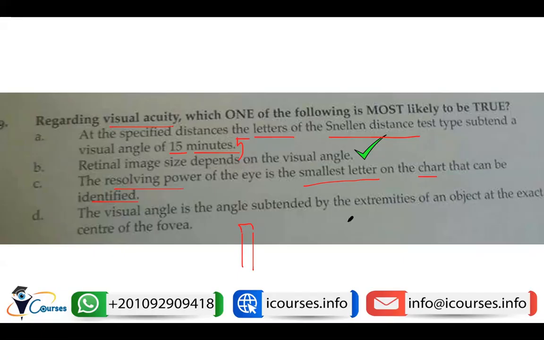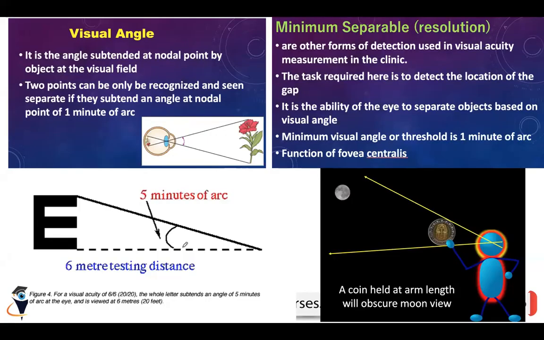The visual angle is the angle subtended by the extremities of the object at the center of the fovea. No, it will be at the nodal point, not the center of the fovea. These slides are present in the physiology lecture, but we will just see them now. The visual angle is the angle subtended at the nodal point, not at the fovea. So here is what's called the visual angle, which is seen by the extremities of the object at the nodal point. We can see the two points as separate if they subtend an angle.